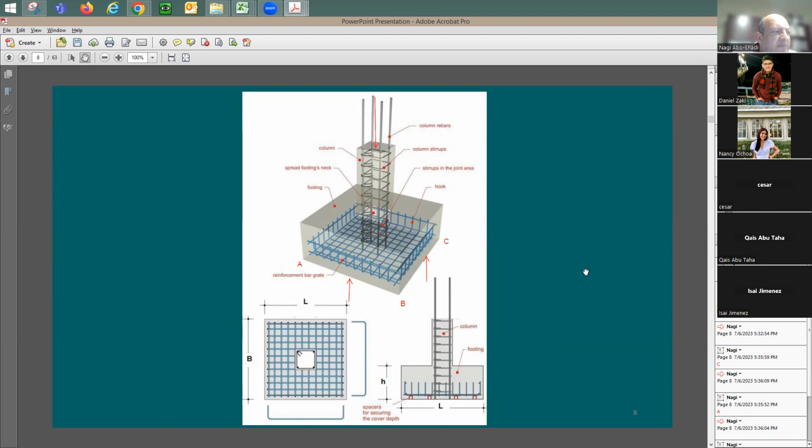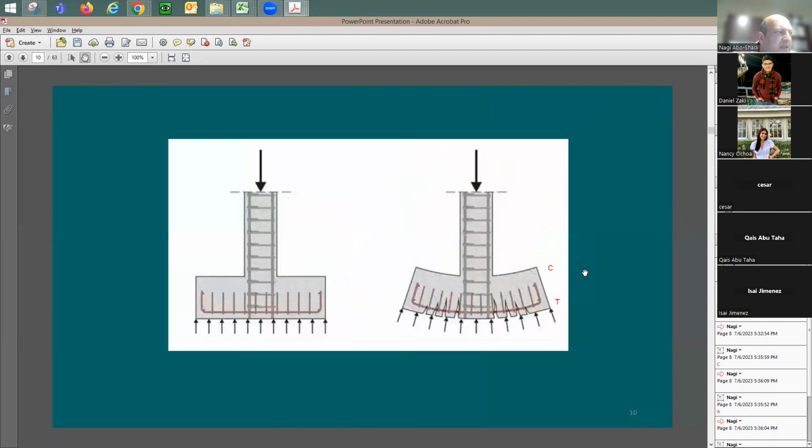Now, where is the maximum moment? Let me look at this. This looks like a cantilever system with some uniform load. This side or this side, they're going to be the same, because the soil pressure coming from this load is going to be the same. And this length, most likely, is going to be the same as this length of the footing. It looks like a cantilever system.